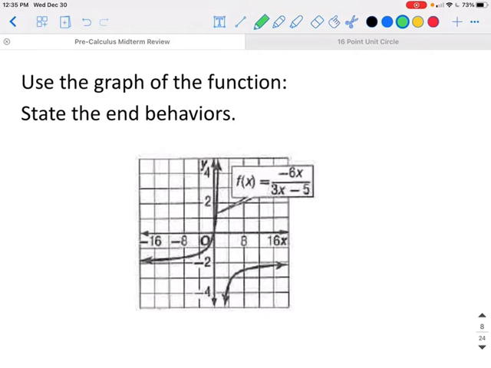We need to state the end behaviors of this. Again, this is the same graph, so we do know that it is approaching but never touches y equals negative 2. So on the left side of our graph, the graph is getting closer and closer to y equals negative 2, but never actually touching it. And on the right side of our graph, the limit on the right side, again, it's getting closer and closer to that y equals negative 2, but never actually touching it.